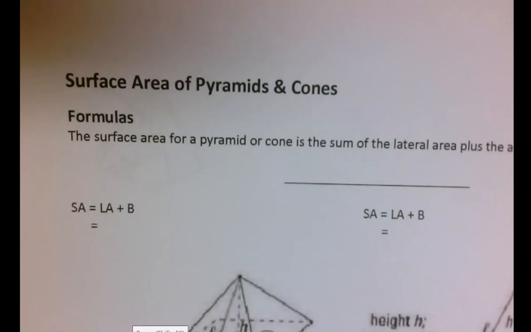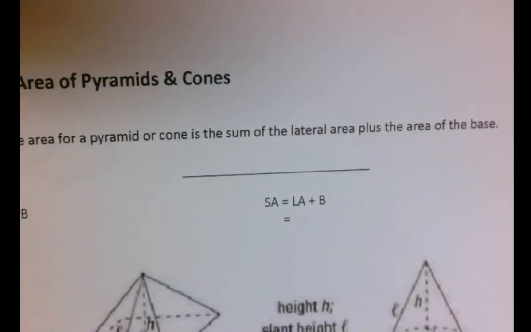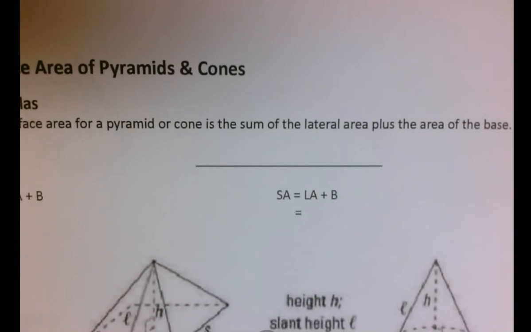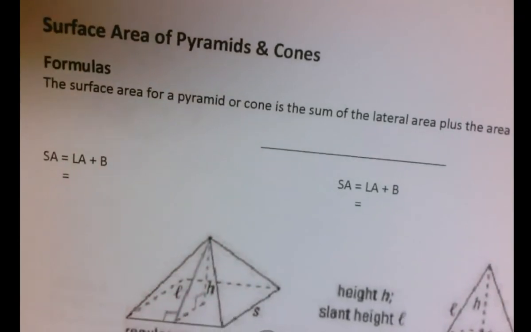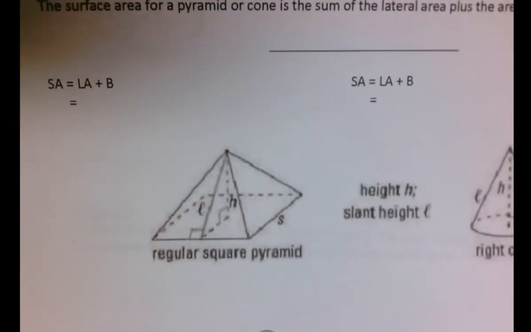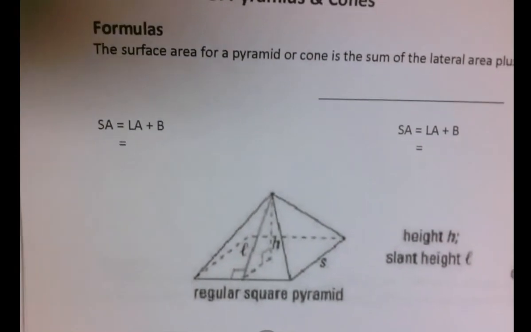Alright, this video is for surface area of pyramids and cones. The surface area for a pyramid or cone is the sum of the lateral area plus the area of the base. In a pyramid and cone, you only have one base, and you have an apex or a point on top. So surface area is your lateral area.